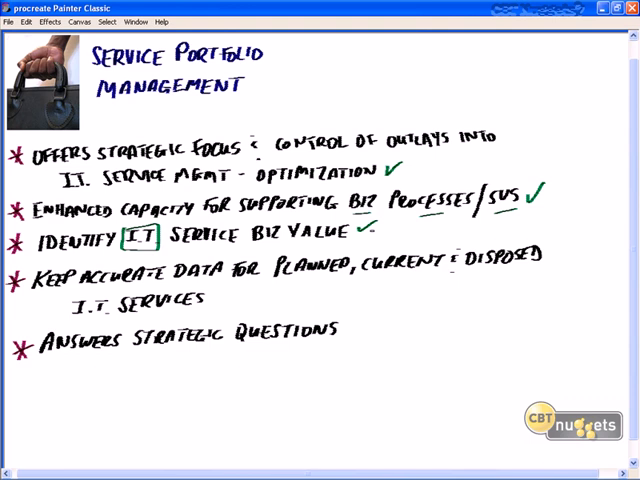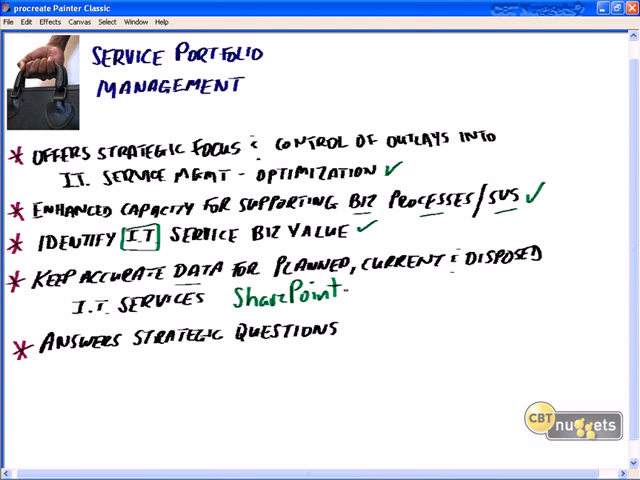We also use the service portfolio management to store accurate data, and this can be done in a wide variety of ways. My favorite way to do this is to use Microsoft SharePoint. I'm a big fan of SharePoint. I spent well over a year traveling around the United States and Canada doing SharePoint consulting. So I love the synergy between Microsoft SharePoint and ITIL.